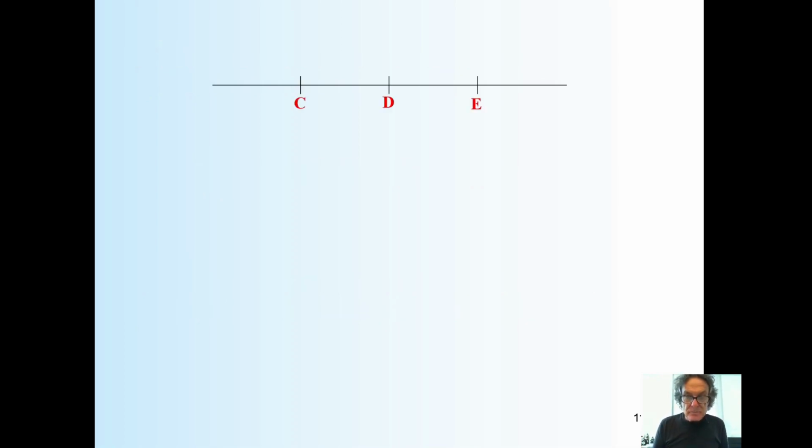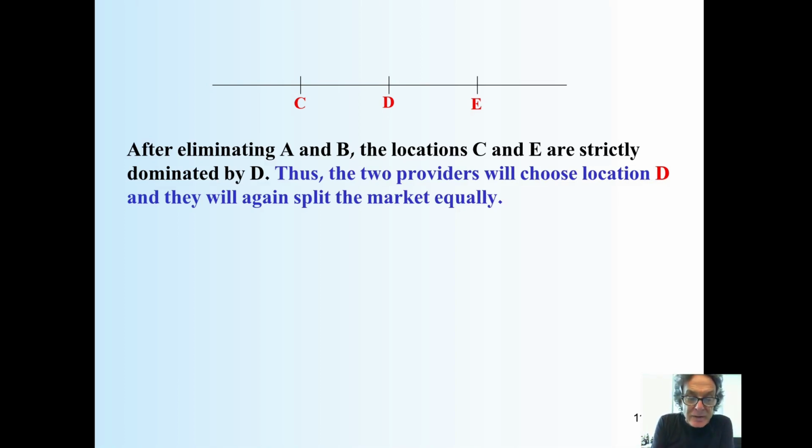Okay? So this is the situation. But now C and E are the corners, and therefore they will be strictly dominated. Let's talk about it. After eliminating A and B, the locations C and E are strictly dominated by D. Again, why? Suppose I want to tell you that for me to be located here is a bad strategy. Why? Because it's better for me, no matter where you are located, to move to D. But why is that? Let's do it again.